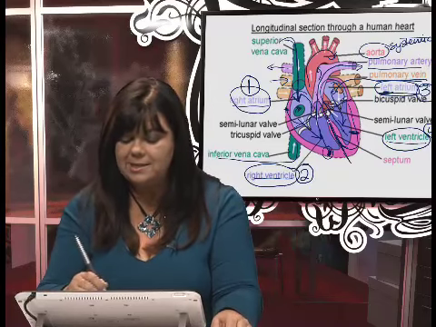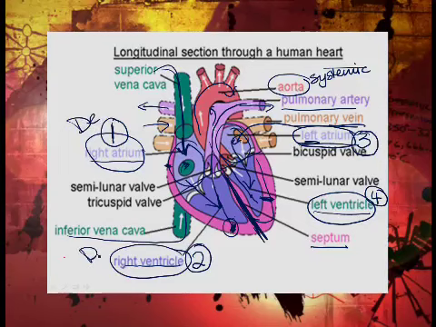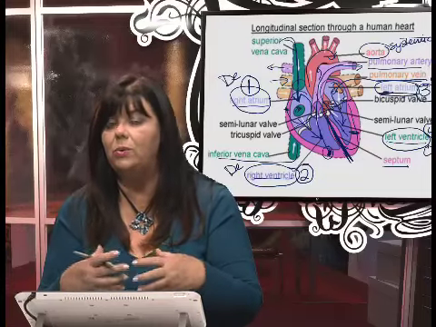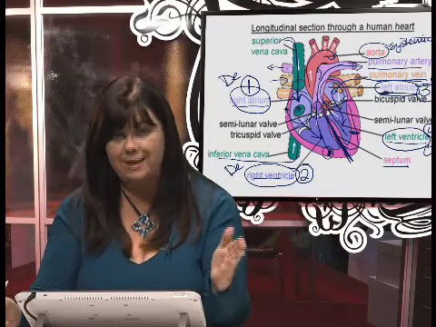Because there's this septum or wall between the left and the right sides of the heart, we never get deoxygenated blood mixing with oxygenated blood. Never do the 2 forms of the blood, or the deoxygenated and oxygenated blood, never get a chance to combine. They're kept separate.